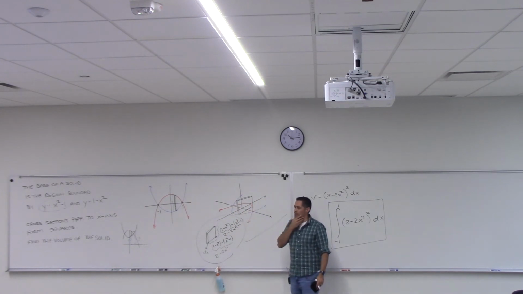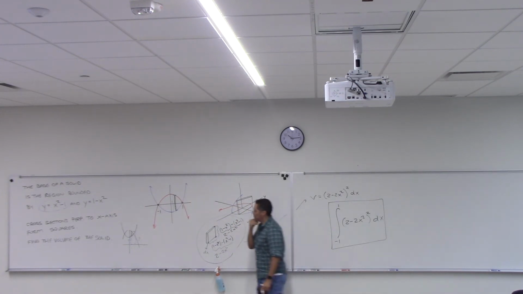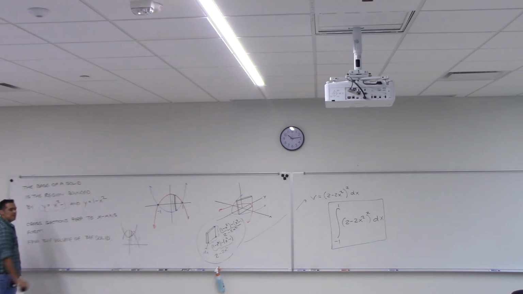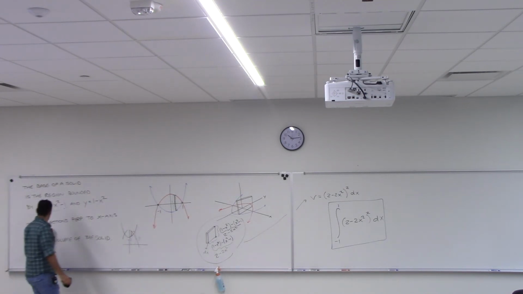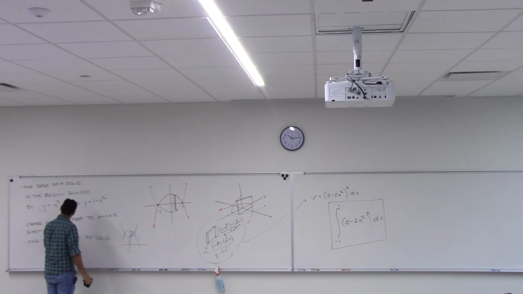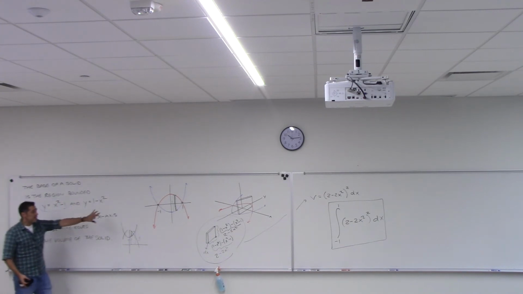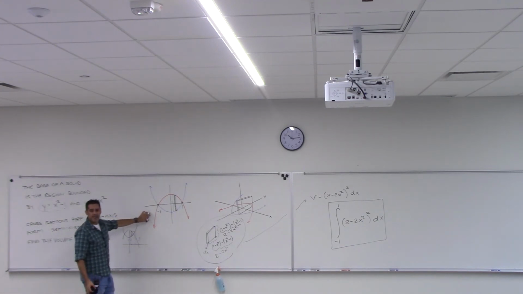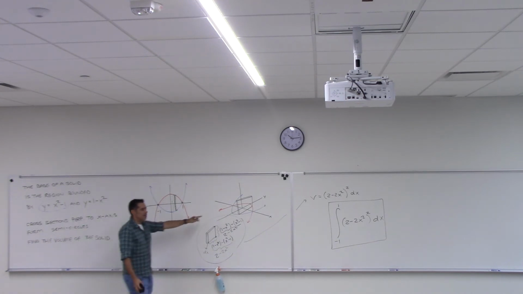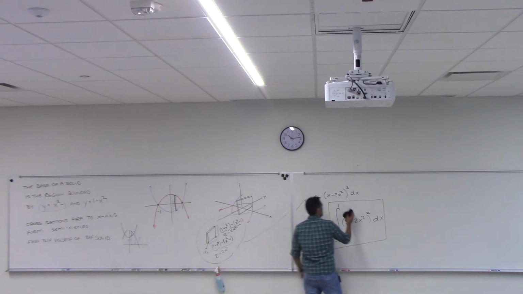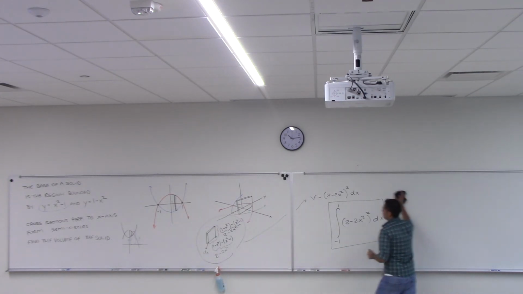Okay, let's try something else. How about I change this problem from squares to semicircles? This is still the same, right? That's exactly the same picture. But this is not, right? This is not anymore. This is now going to be, let me draw that picture again. I'll erase this.